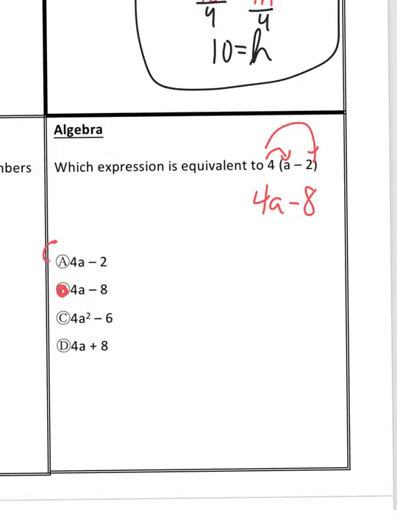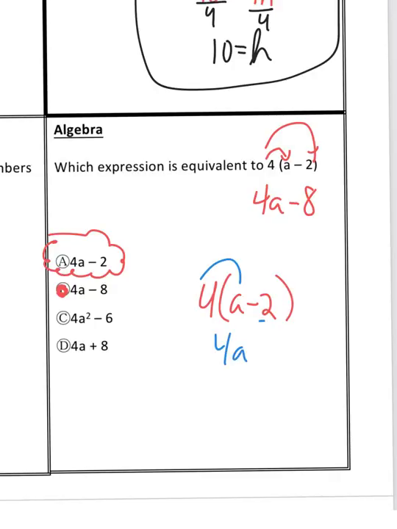Now here is the one that's going to trick some people up, because that's going to be for the people who forgot to distribute to the second number. They just did 4 times A, but then wrote minus 2. Don't do that.